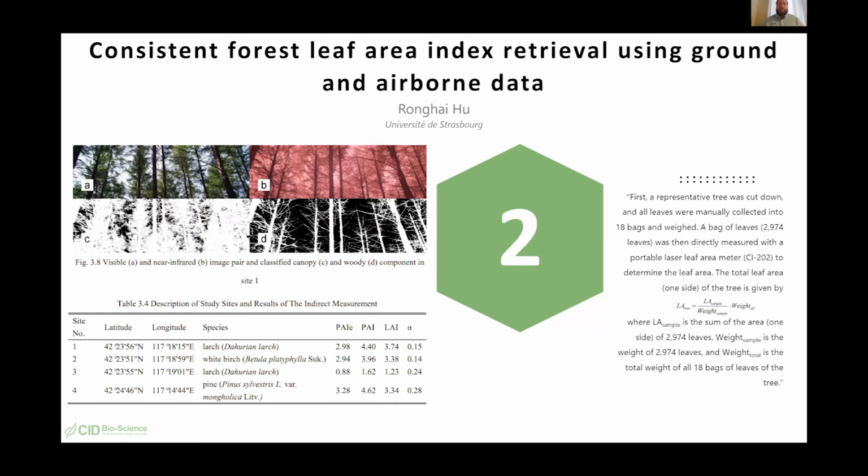And the most direct way to relate it, instead of having to measure everything manually, as the direct measurement of the leaf area, was actually the CI 202. So they utilized the 202 to measure a representative sampling of leaves that were collected, 2,974 leaves to be exact, which is a lot of leaves to measure, but it didn't take that long with the CI 202. Once he was able to determine the leaf area, he was able to determine the leaf area of one side of the tree using the equation there on the right side: the leaf area of the sample divided by the weight of the sample, multiplied by the weight of all of the leaf samples.